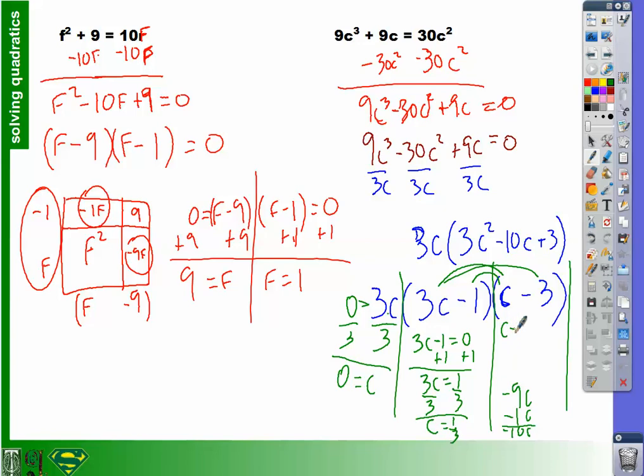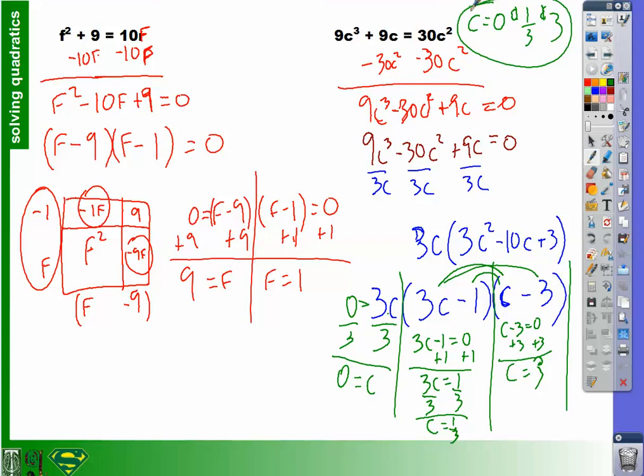Lastly, we have c minus 3 is equal to 0. So I will add 3 to both sides of the equal sign, and so I get c is equal to 3. So here I have 3 answers. I have c is equal to 0, c is equal to 1/3, and c is equal to 3. So I have 3 answers here.